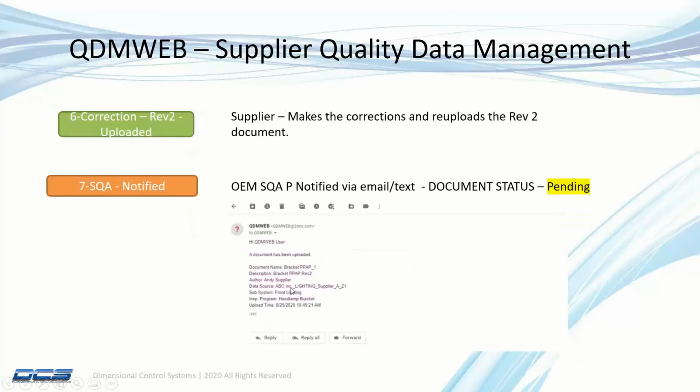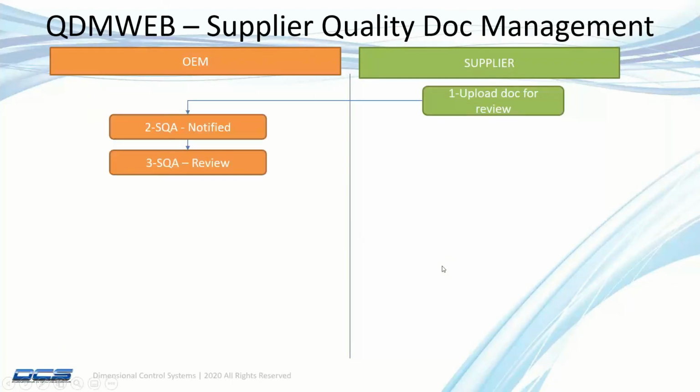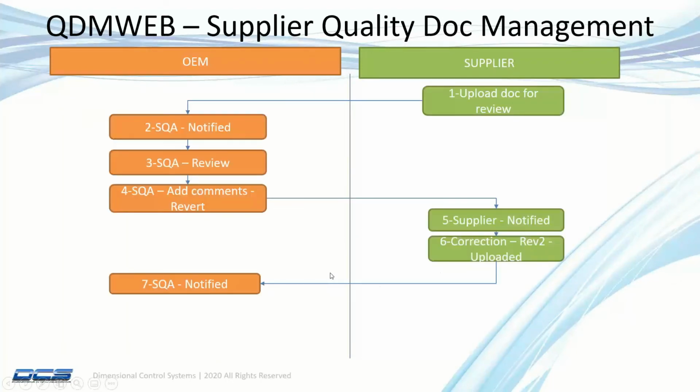So the supplier is notified, and then the supplier makes the corrections and uploads the revised document like Rishi did. And now we get another document upload notification saying another document is uploaded and the status is pending. We do the review, e-sign for approval, and once it's approved, another email of document approved is sent to the supplier, and now it's published for all users and accessible as a standard document. So we kind of quickly went through these steps here.